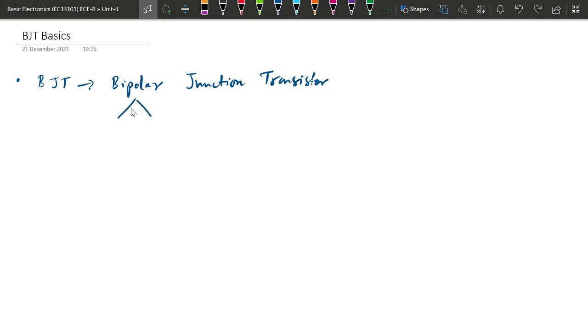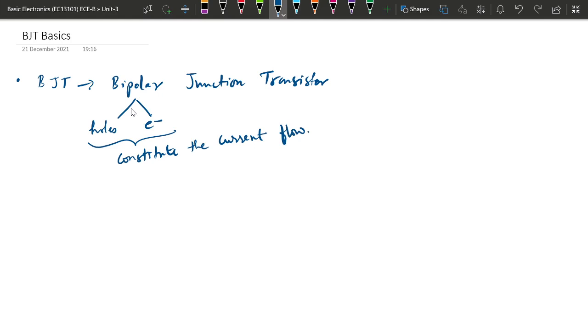So what is the meaning of bipolar? Here bipolar means it is having two types of carriers, holes and electrons. So two types of charge carriers will be constituting the current in bipolar types of devices. So bipolar junction transistor means two types of charge carriers will constitute the current flow. Okay, so these are the bipolar junction transistors.